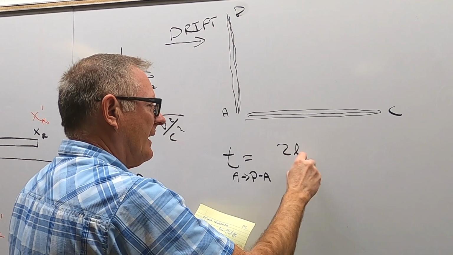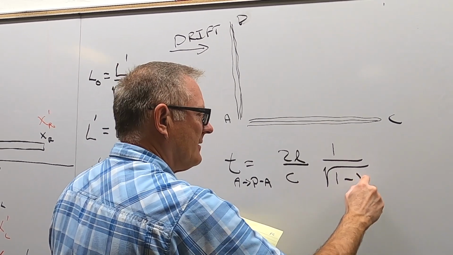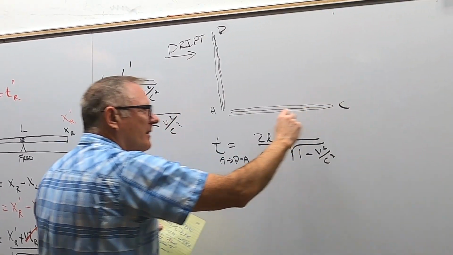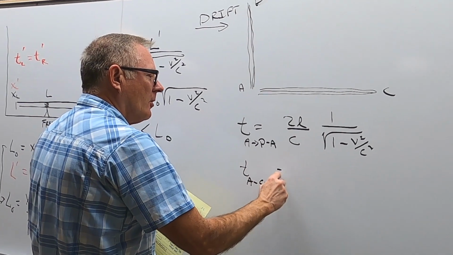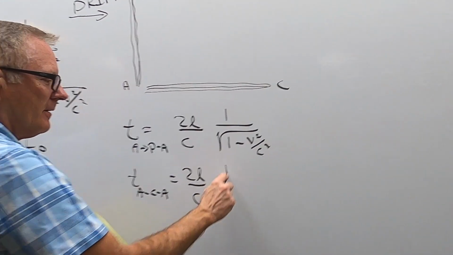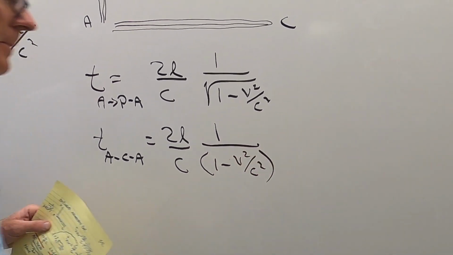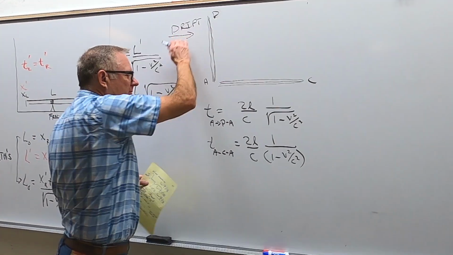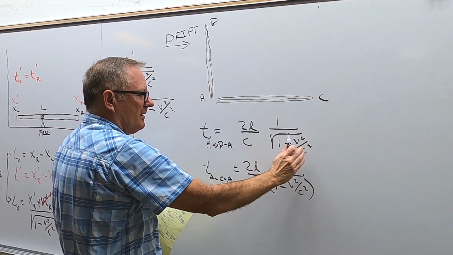This was 2L all over C, times 1 over the square root of 1 minus V squared over C squared. And the time to go back and forth this way, time A, C, A, was 2L all over C. It didn't have the square root. It was just 1 over 1 minus V squared over C squared. Well, let's just say there's no drift. If there's no drift, then both V's are 0 and you get the same thing.